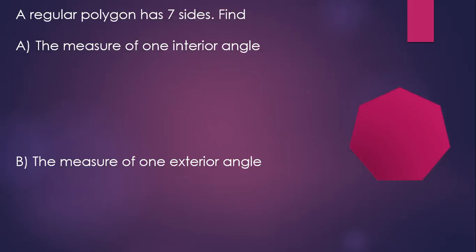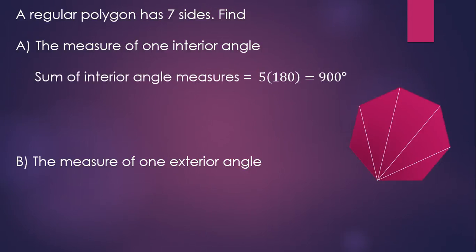So we want to find the sum of all the interior angles. And we can do that by subdividing the interior into triangles, which we know each have an angle sum of 180 degrees. Since it's a 7-sided polygon, we have 5 triangles that we've subdivided the interior into. And each of those 5 triangles has an angle sum of 180 degrees. So the total of the interior angles inside this regular polygon would be 5 times 180, or 900 degrees.